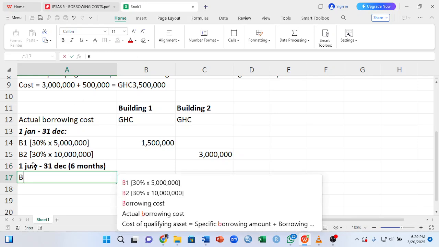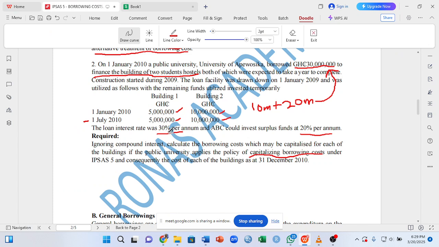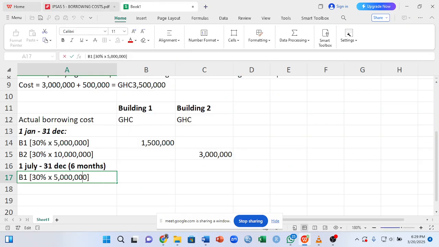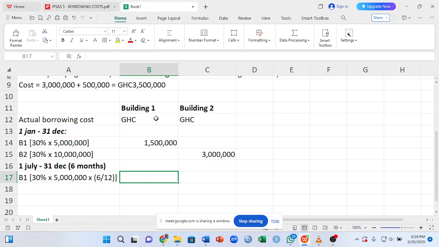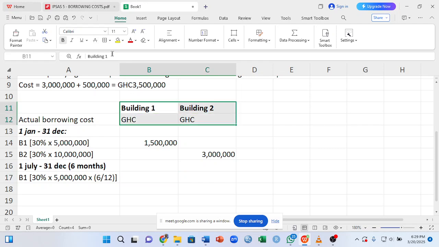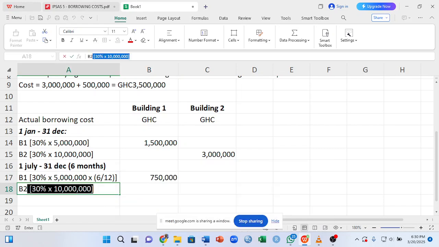We'll do that for building one. Building one, the amount is still 5 million over here. So it will be 30%, the interest percentage, times the 5 million. We multiply by the number of months involved. So the number of months in this case is 6 over 12, right? So what will you get? 750,000. Then we'll do that for building two. We'll also multiply that one by 6 on 12.